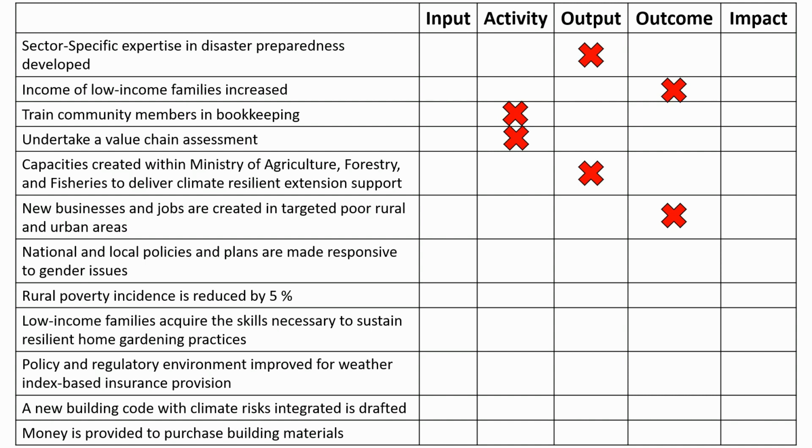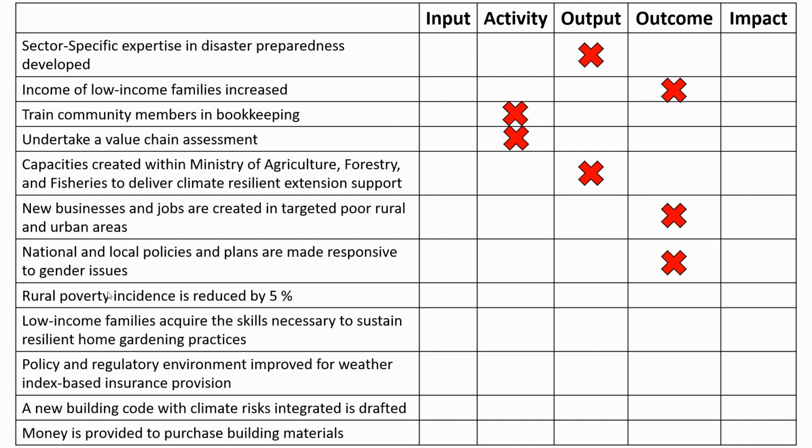It's not an output. It's not a good or service. There are a number of goods or services that would contribute to this, right? Improved capacities for gender inclusive planning, or something like that. That would be an output that would contribute to this. So this is clearly an outcome.